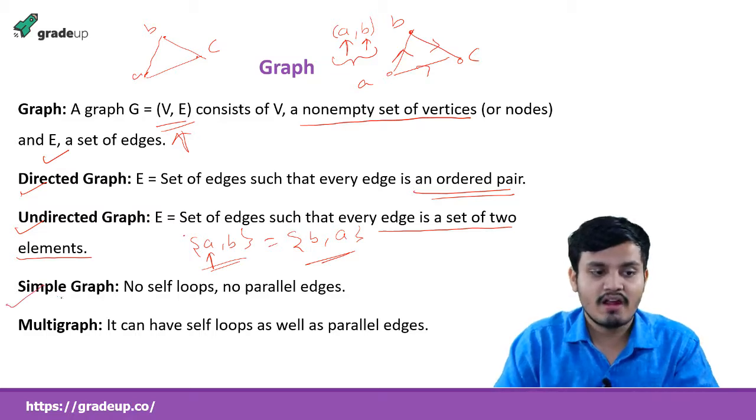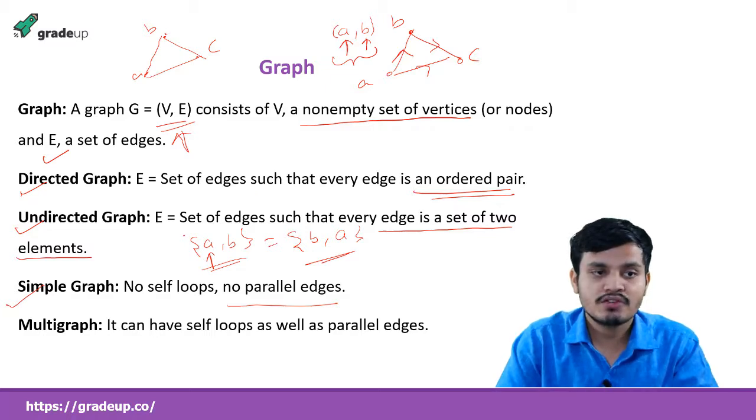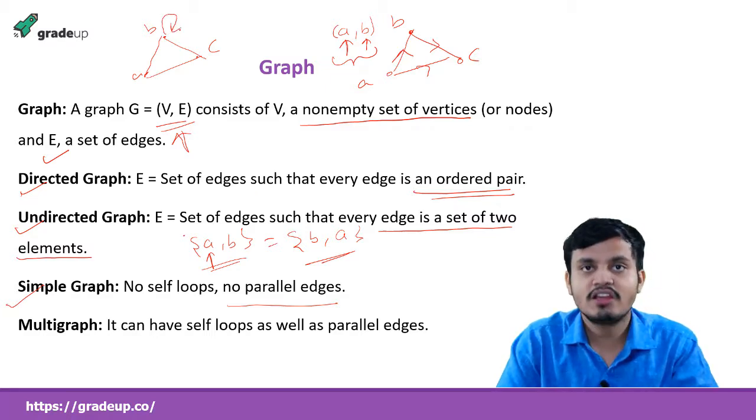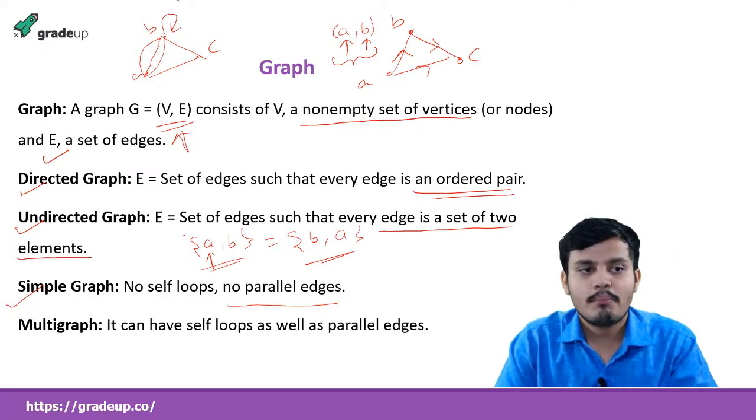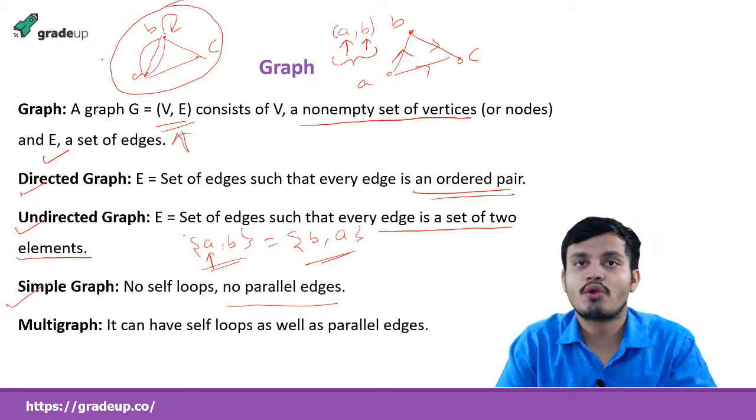What is a simple graph? In a simple graph there is no self loop. Here is also an example of a simple graph, and there are no parallel edges. What do you mean by self loop? Suppose there is an edge like that, then this is the self loop. What are parallel edges? If there are more such edges like that, A to B, then they are known as parallel edges. But in a simple graph, these two, self loops and parallel edges, are not present.